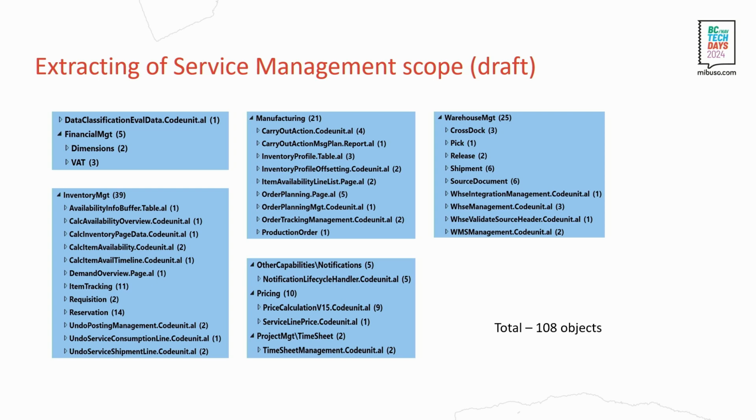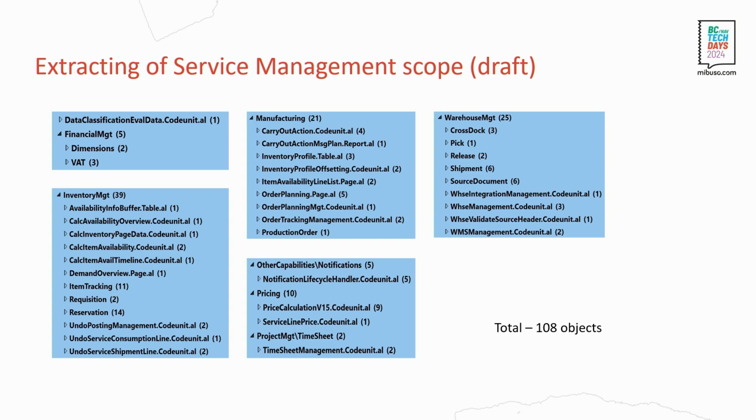So this is just like a draft of scope, what kind of objects we need to touch and refactor if we do it for service management. And actually that's not all. This is a first draft. In reality, it's more work, really more work. But you can see how many cross-references we have.